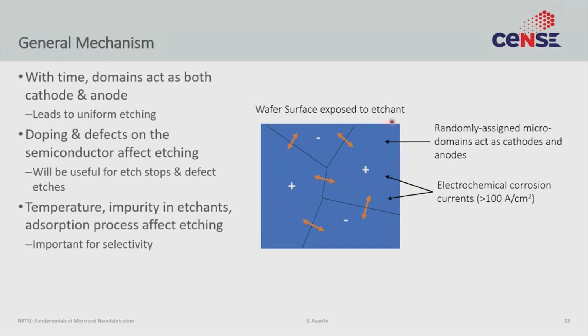So, when we look at the specific recipes, I will highlight what is actually happening at the anode and what is happening at the cathode. But for the purposes of this slide, the bottom line or the take-home message is that always think of wet etching as an electrochemical process, not just a chemical process.